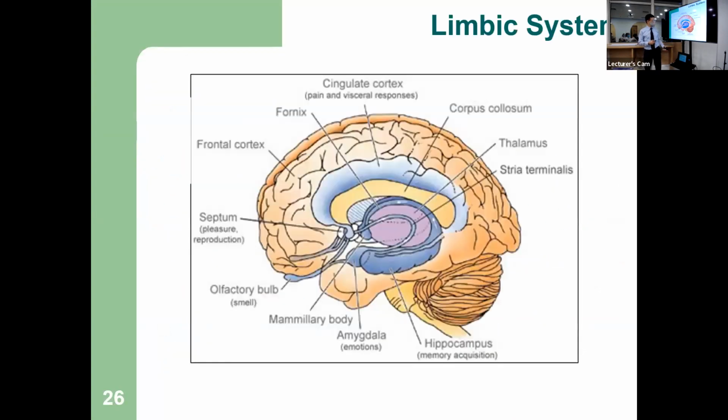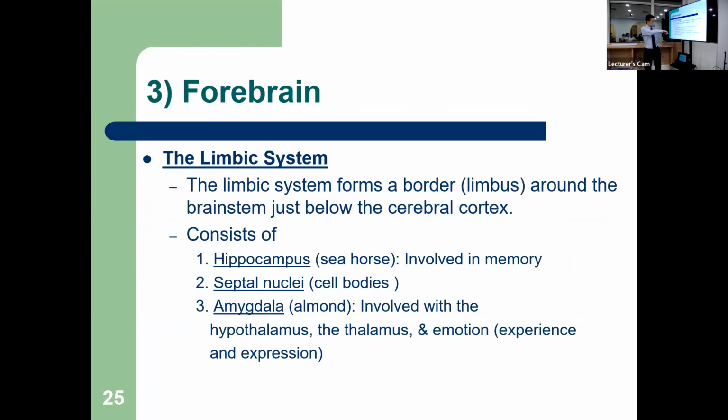Now, this thing called the limbic system. All right. Don't worry so much about all these septal nuclei, whatever. The two most important points from here will be the hippocampus and amygdala.